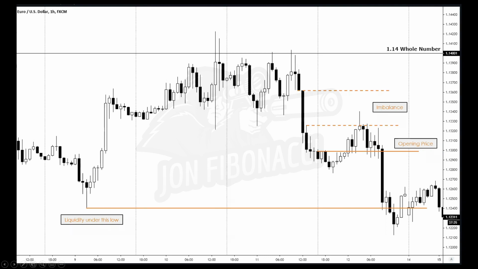What's the title of this presentation? How to catch the high of the day? No. The title of the presentation is shorting above the opening price in bearish conditions. So is this above opening price? Is that still an acceptable entry? Yes, it is. There you go.